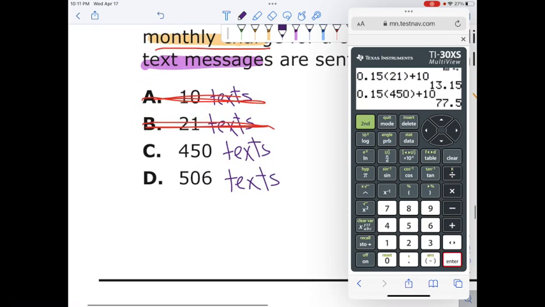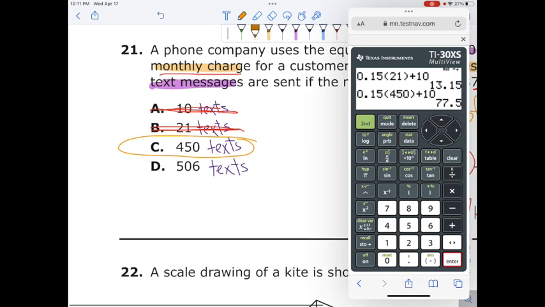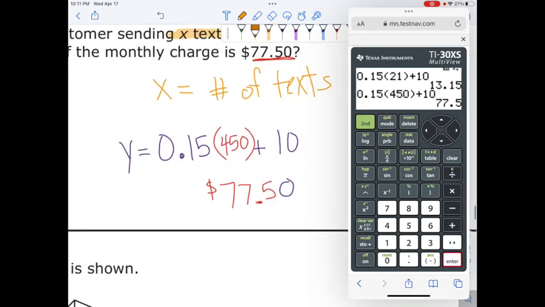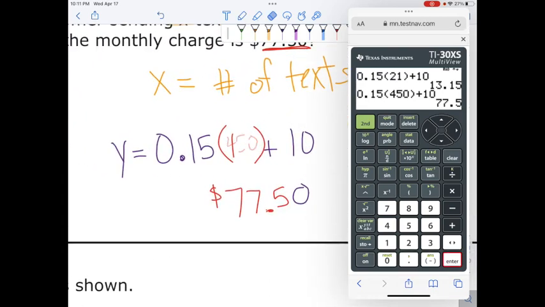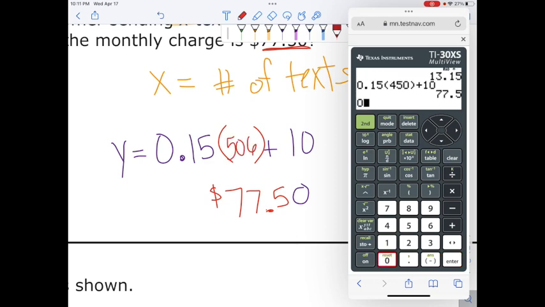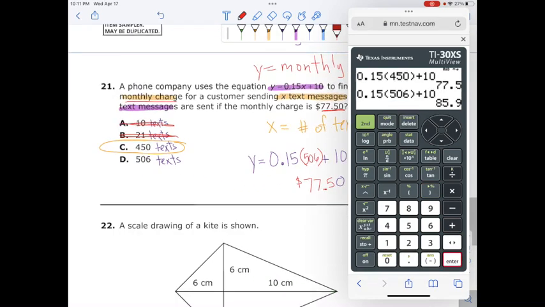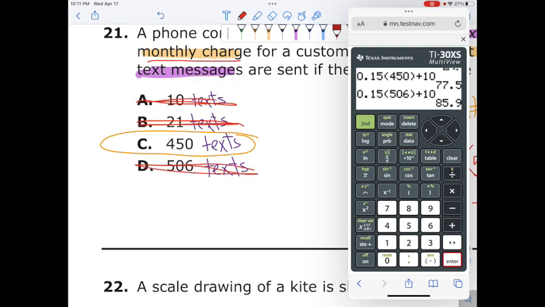It's probably C, but I am going to use D, 506, and just see what happens. Like, there's no way that it can be the same answer, but let's just see. 506, 0.15, parenthesis 506, parenthesis plus 10. Yeah, that's $85. So it's definitely not D. So the answer is C.